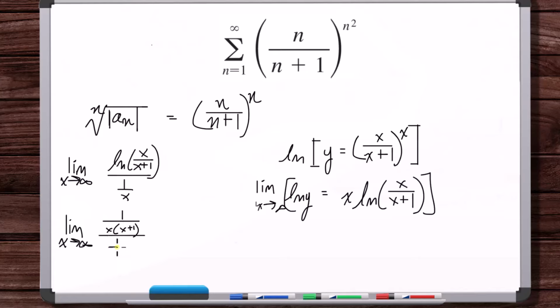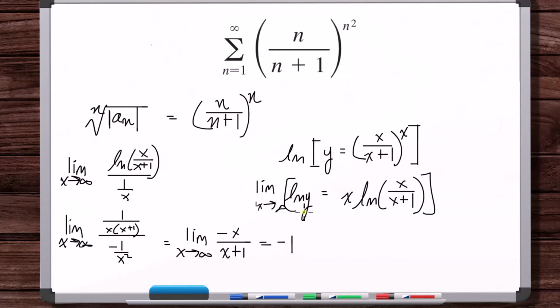Now the derivative of the bottom. So you've got, all right, and then this x squared comes, so you've got minus x over x plus 1. As x goes to infinity, this goes to minus 1.